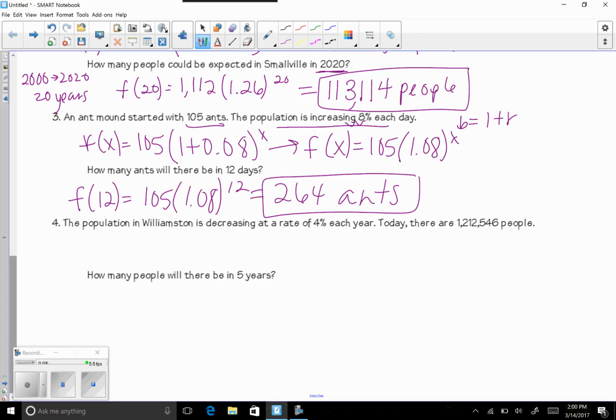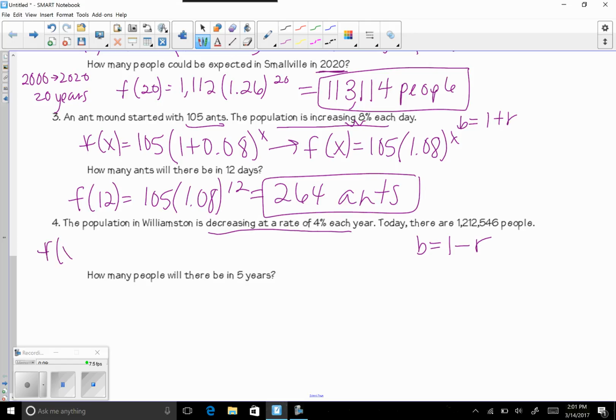So one more, and then I'm going to let you guys do the rest, and we'll check them in class tomorrow. The population in Williamston is decreasing. Here's a different one. Decreasing at a rate of 4% each year. So the decreasing means that my rate needs to subtract. So 1 minus r. Today there are 1,212,546 people. So can we write the equation there?